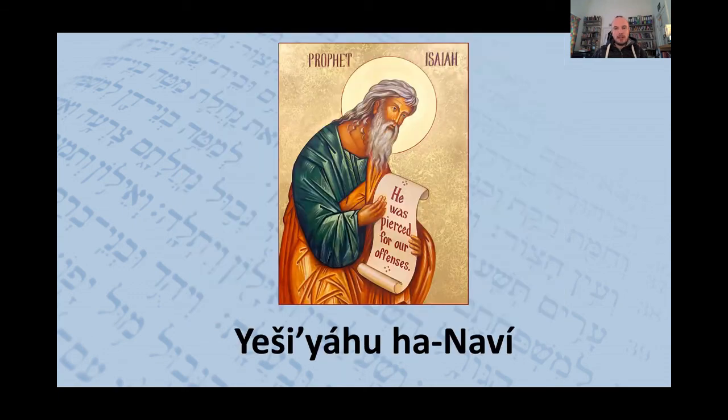Next, there's the prophet Isaiah, a little bit more complicated, but have a go at pronouncing that. I'll do it slowly so you can have a go at copying me. It's Yeshayahu Hanavi. Yeshayahu Hanavi. So Yeshayahu means God saves, or God is salvation. Ha means the, and then Navi is prophet. Yeshayahu Hanavi.